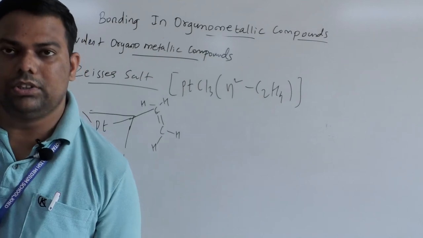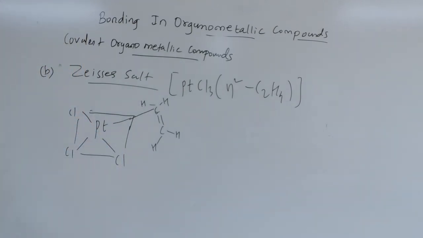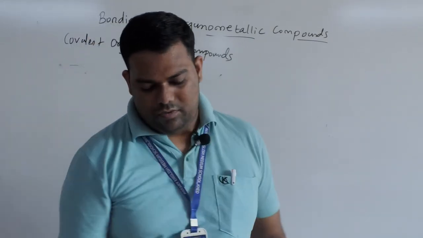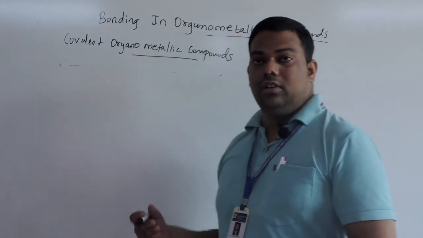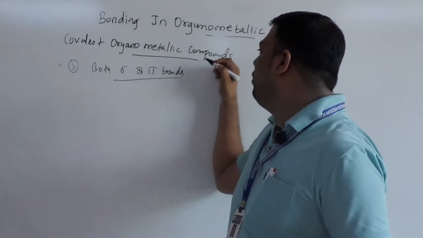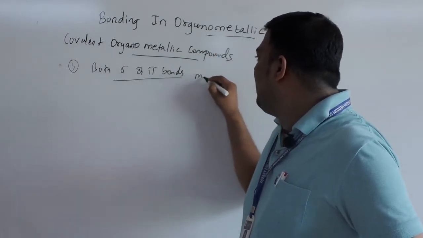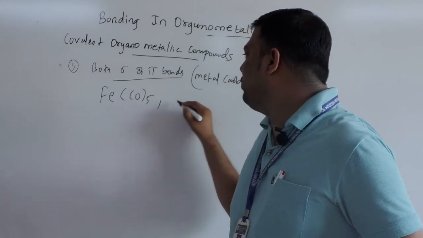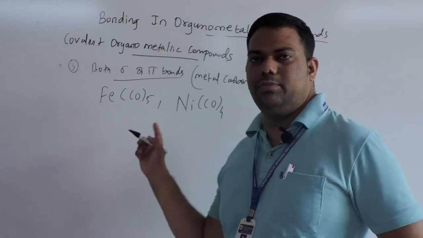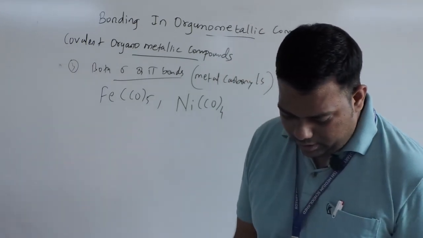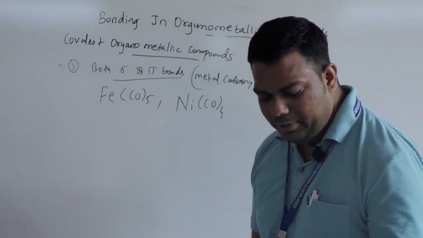Now we will discuss one more thing. When both sigma and pi bonds are involved, in the third type, both sigma and pi bonds are involved. Examples we can mention here are metal carbonyls, such as Fe(CO)5 and Ni(CO)4, as you know. These are complexes where both sigma and pi bonds are present.